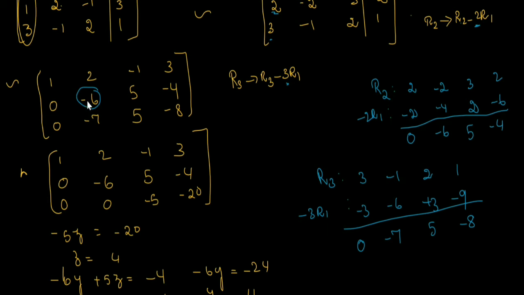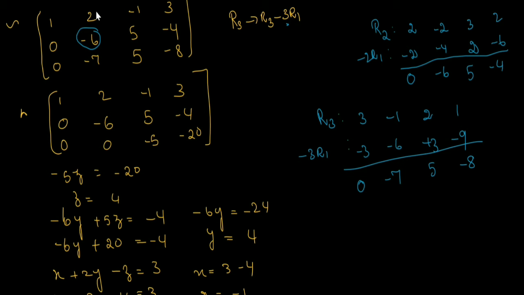Now come to the second row, second element, minus 6. This is called the pivot element. 1 is a pivot element, minus 6 is a pivot element. Below minus 6 you should have a 0. So this 7 you have to make it as 0. To make the 7 as 0, we can use the elimination method.